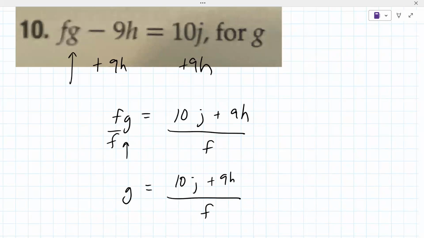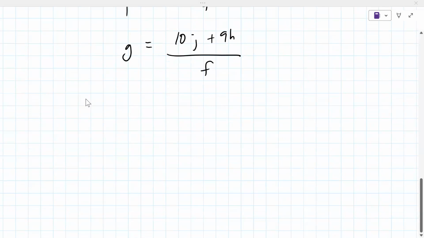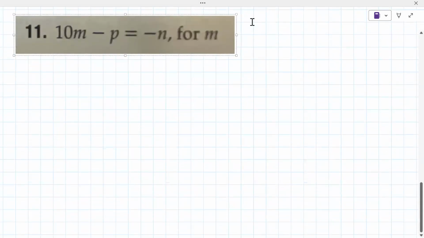All right. Why don't you try 11 on your own? It's very much like the ones we've been doing. Let me know if you have any questions on that.